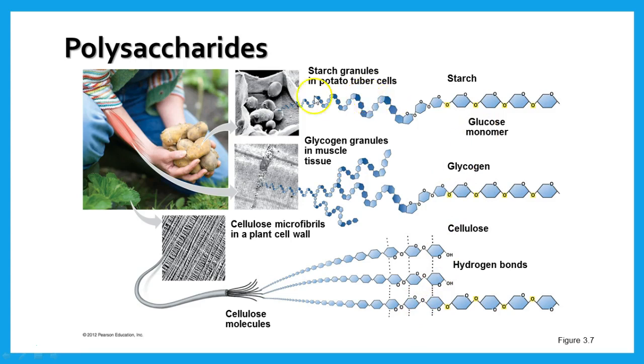Here we see an example of how those are arranged. Here's the starch that you would find in a potato, and you'll see how the glucose molecules are attached together like that. Glycogen is similar, except glycogen has these branching chains, but they're put together a similar way. But in cellulose, it's put together a little bit differently. Notice the position of the oxygens alternates back and forth here, and they also can form hydrogen bonds between the chains, so it makes a really strong fiber that can be very good for support.